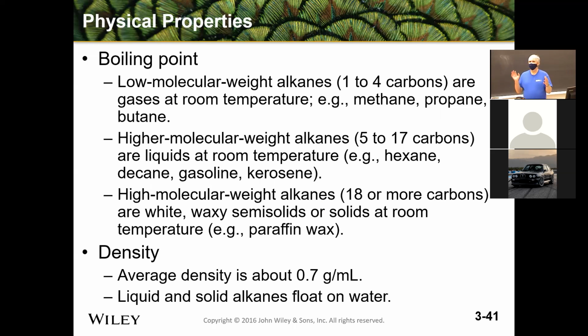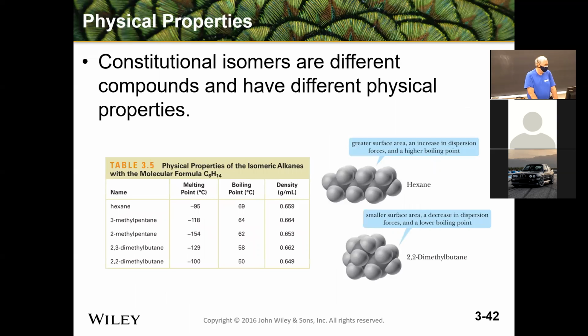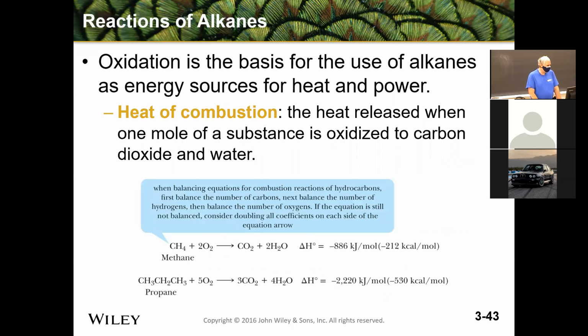Again, because of the weak interaction between molecules, alkanes are less dense than water. The average density is about 0.7 grams per milliliter. Remember, water is 1 gram per milliliter, so they'll float on water. The liquid and solid alkanes will float on water. Branching lowers the boiling point. That's an important point to remember.